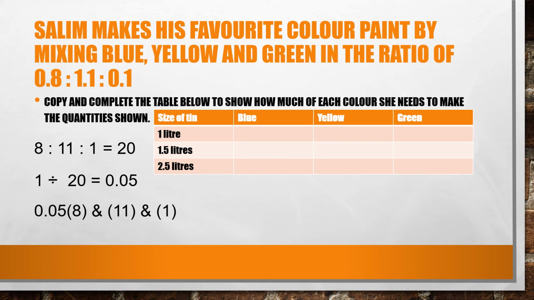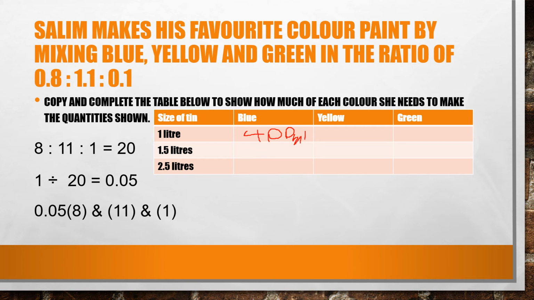And remember that we divided 1 liter into 20, so the answer we get is also in liters when we multiply 0.05 by 8, 11, and 1. So we have to change that to milliliters. So 0.4 changed into milliliters is 400 milliliters. Don't forget the unit.